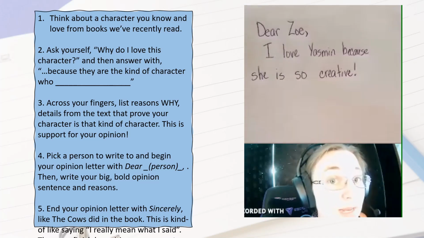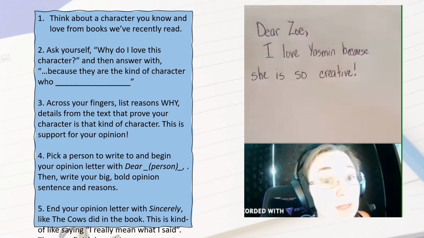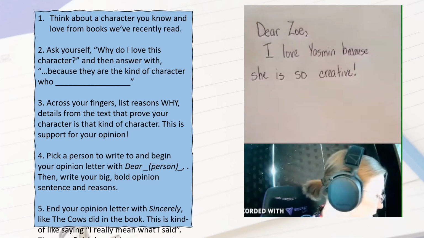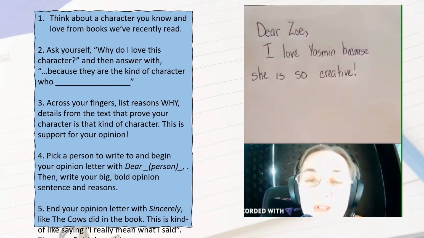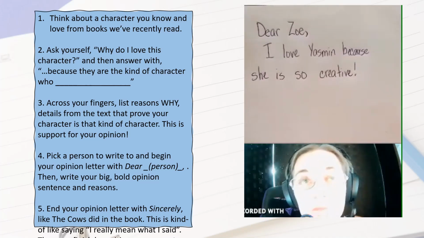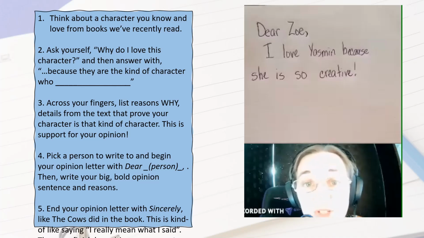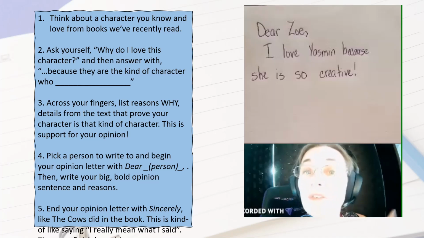Now think about who you're writing to. I'm writing to Zoe, who is my daughter, so I'm going to sign it like this. Mom. If I was writing to a student, I would sign it Mrs. Bartlett. If I was writing it to a friend, I would just use my name. That's how you can share your opinion with others, what you think and feel in the form of a letter.